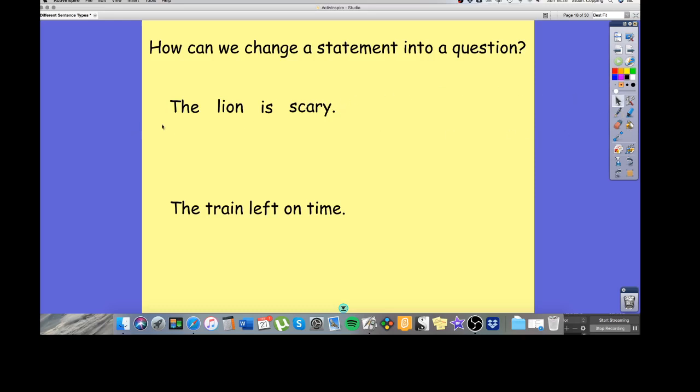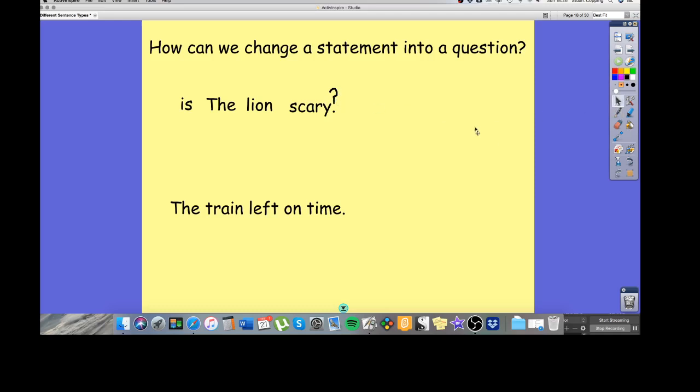Now the first one is a little bit different to the second one. The first one, we're not going to add any words. What we're going to do is we're going to move the sentence round. So we're going to put the is, we're going to put that at the beginning of the sentence and then move everything else along. Is the lion scary? This is now a question.